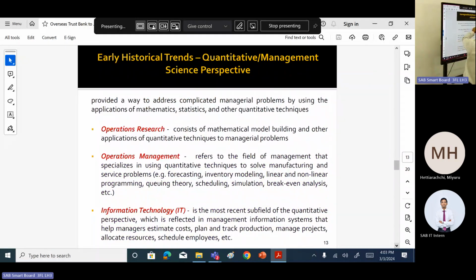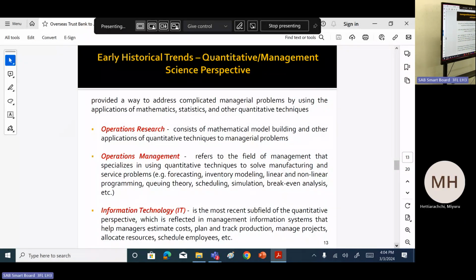And third one, last one in the early historical trend is the management science approach or quantitative approach. Even today, these quantitative models and techniques are highly used by managers to proceed with complex managerial problems. Now there are new versions of technology like AI, artificial intelligence. Even they can make the decisions. AI can make the decisions.